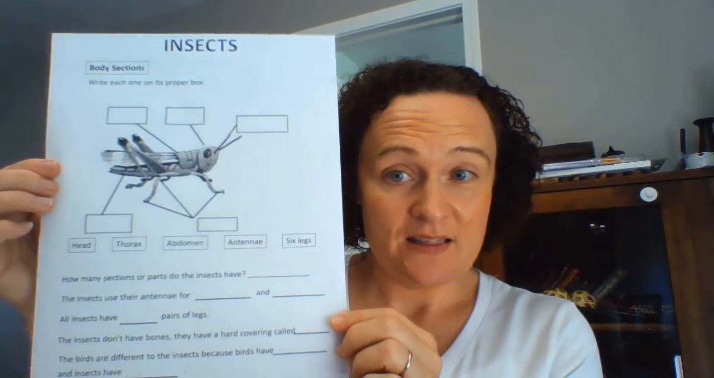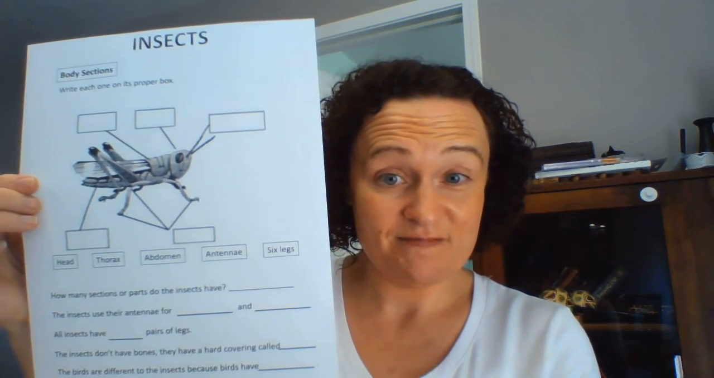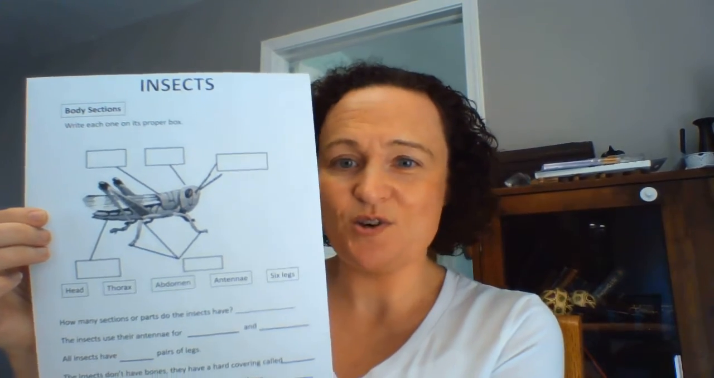Okay, now we've got the video stuff out of the way. Let's talk about what pages you need to do from your packet. If you were given the electronic packet, like I emailed your mom the worksheets, here's what you need. You have the insect body parts. We're going to talk about the information on this, but it's only 1 page. My assistant is going to hold that.